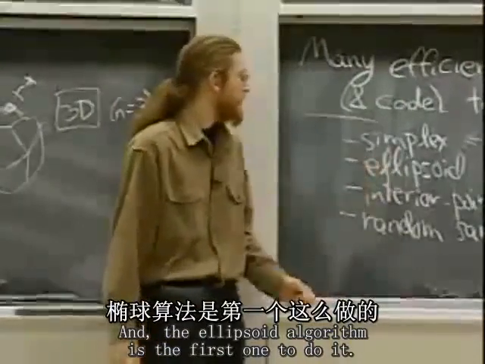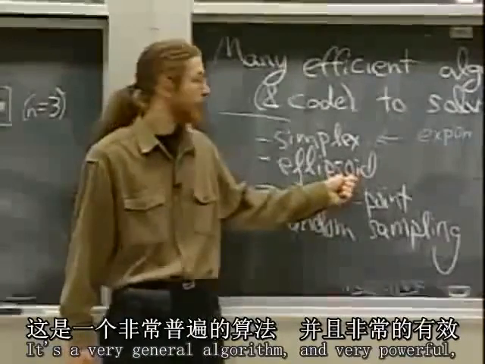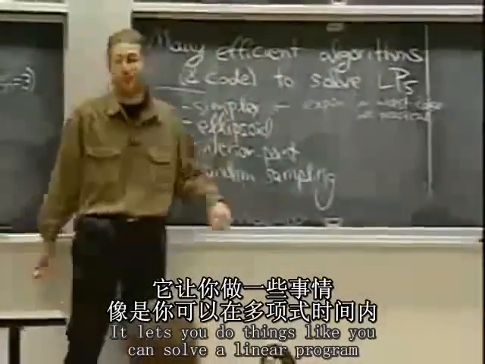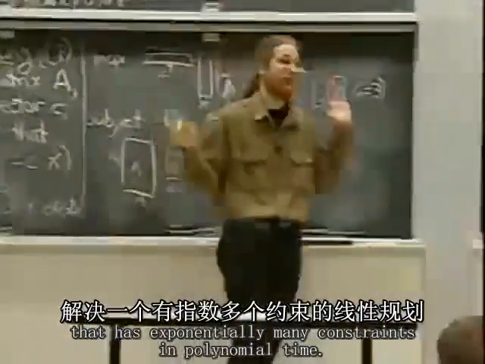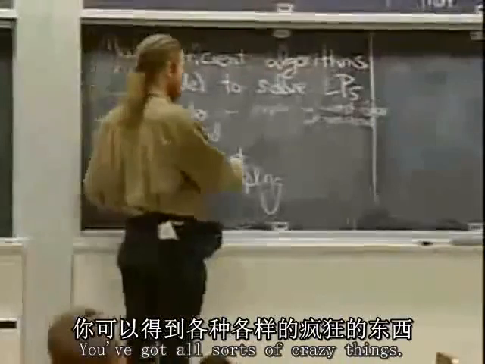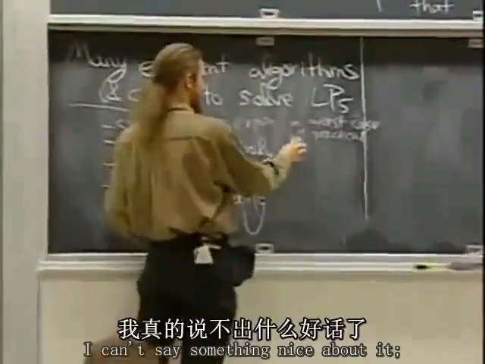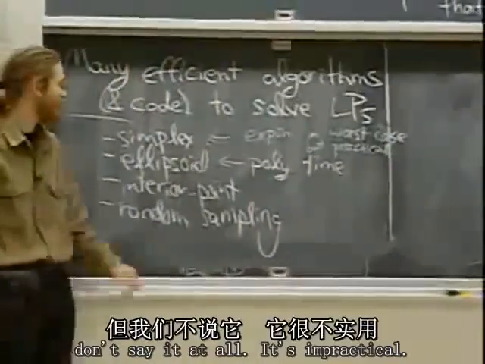And the ellipsoid algorithm was the first one to do it. It's a very general algorithm, very powerful theoretically, completely impractical. But it's cool. It lets you do things like solve a linear program that has exponentially many constraints in polynomial time. All sorts of crazy things. So I'll just say it's polynomial time. No, can't say something nice about it. Don't say it at all. Okay, it's impractical.